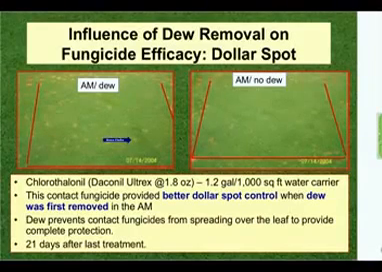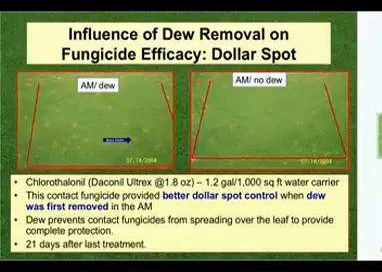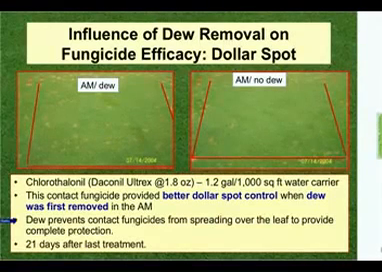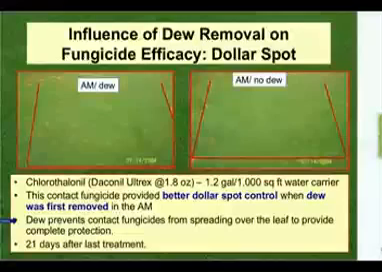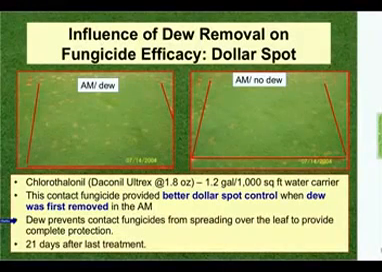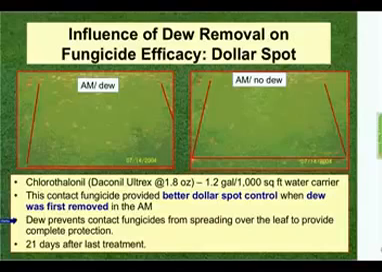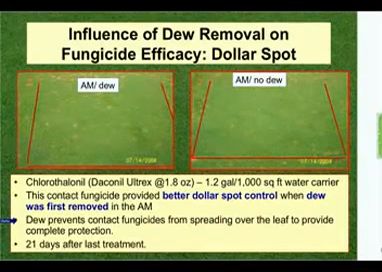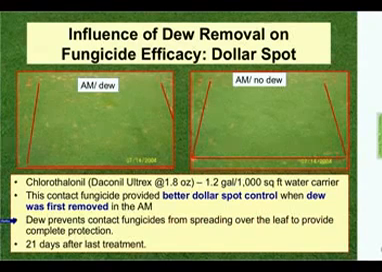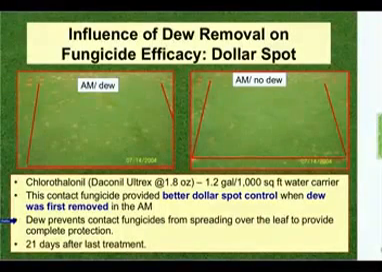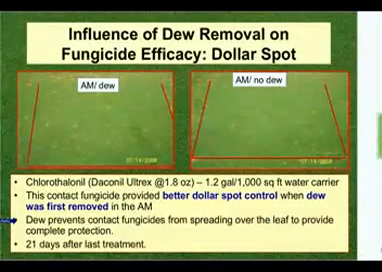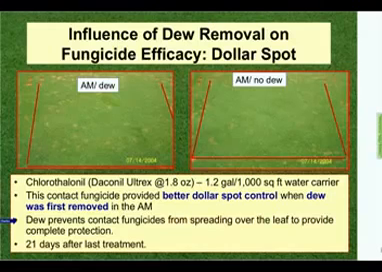And they pretty much theorized that the reason was that dew prevents contact fungicides from spreading over the leaf to provide complete protection. And that makes a lot of sense. Essentially, contact is a prophylactic. It's got to coat the leaf to be effective. And if the contact hits a dew droplet and rolls off into the thatch, it's not going to provide adequate control of dollar spot. So it's pretty logical, but it's the first time I've ever seen anybody actually prove that dew removal was important before you apply the contact material.